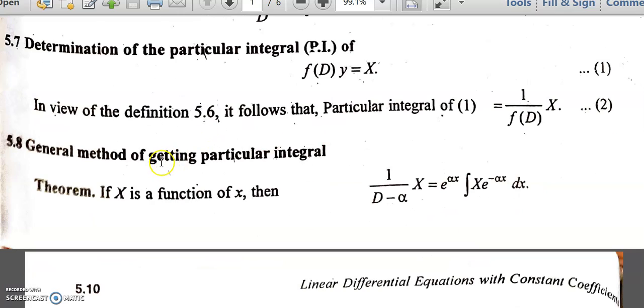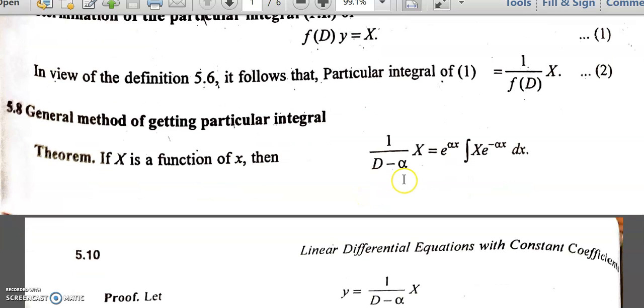Now, how to find the general method of getting the particular integral. Suppose x is any function of x, and f of D is a linear operator like D minus alpha. So when 1 by D minus alpha acts over x, the formula is e to the power alpha x times the integration of x e to the power minus alpha x dx. Now you have to remember this formula. Okay, now I will explain how we get this formula.